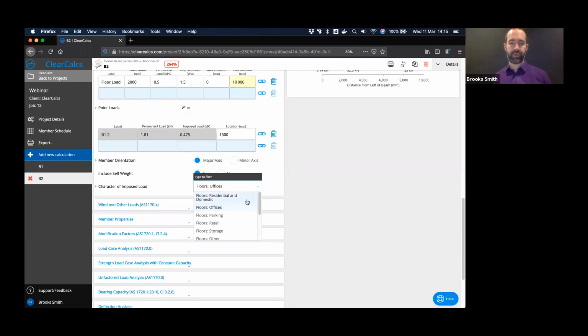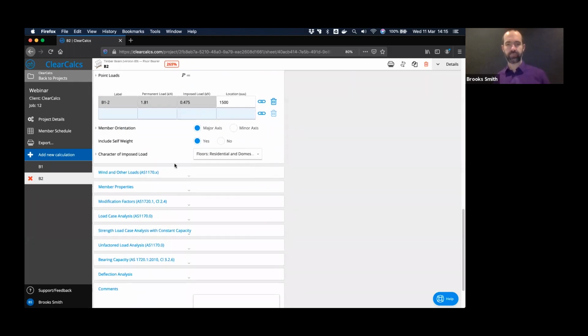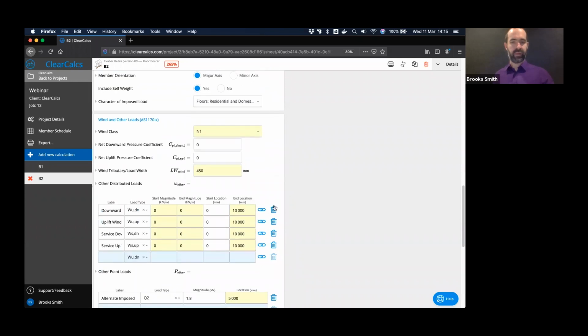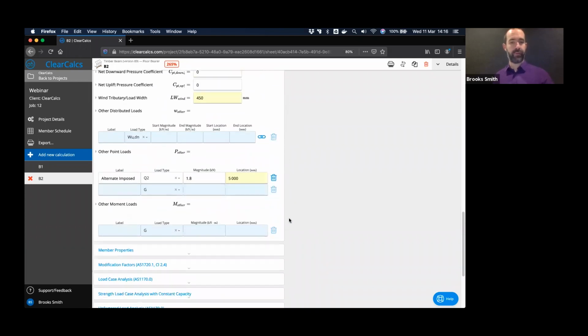This is a house we're designing, so I'm going to switch the character of imposed load to residential and domestic floors rather than an office floor. That gives a slight advantage as well. And again, we said we're going to keep things simple, so ignoring any wind loads.